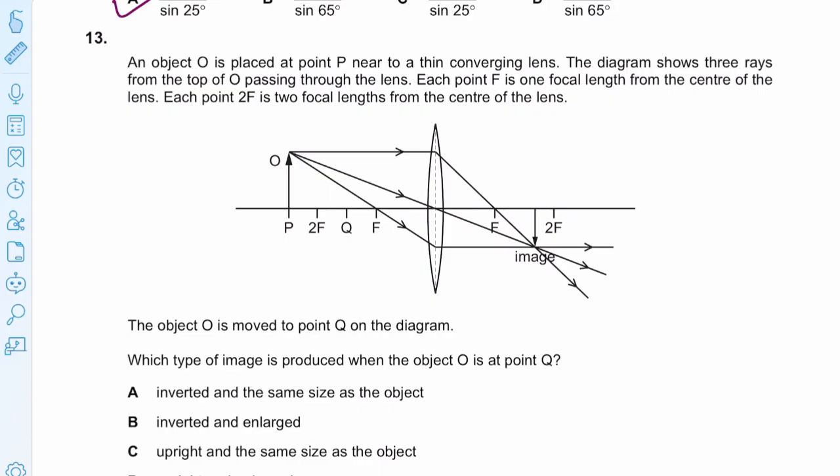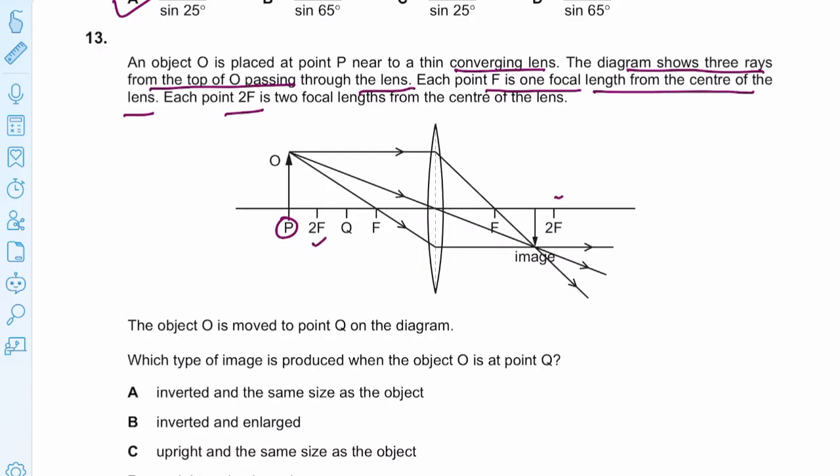Question number 30. An object O is placed at point P near a thin converging lens. The diagram shows 3 rays from the top of O passing through the lens. Each point F is 1 focal length from the center of the lens. Each point 2F, right?